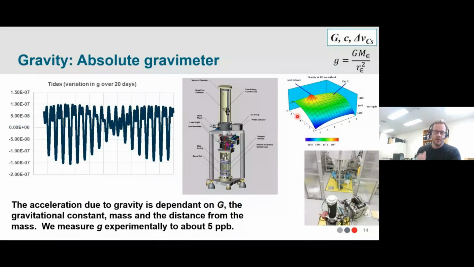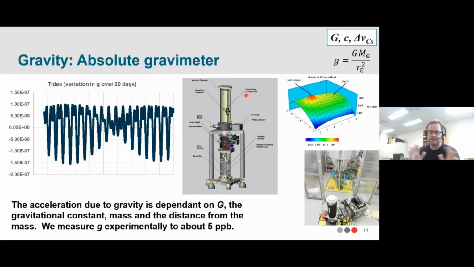So the next thing we need to know is gravity. If we just assumed a value for gravity, it varies on the order of about 300 parts per billion over 24 hours. And here you can have a tidal variation seen over 20 days, and that changes in time. That's affected by the position of the moon, ocean loading, tides, position of Venus, position of Jupiter, all kinds of things. Even the air column above the gravimeter affects what G is.